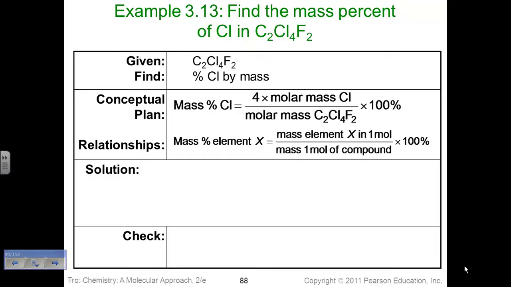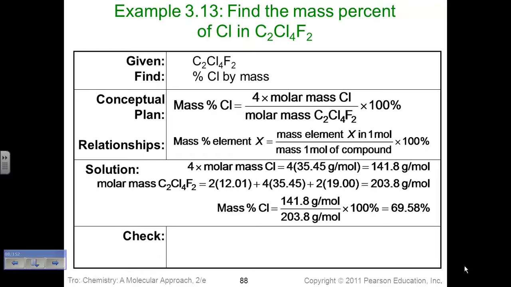Chlorine, number 17, do you see it on your chart? It has an atomic mass of 35.45. There's 4 of them, so we'll need to take that times 4. Now the molar mass of our entire compound: we have to add the mass of 2 carbons plus 4 chlorines plus 2 fluorines. So 4 units of chlorine, each at 35.45, gives us the weight of 4 chlorines, 141.8.